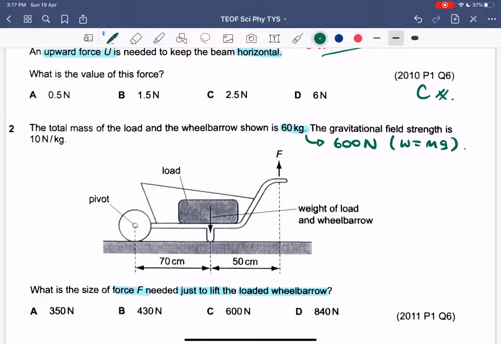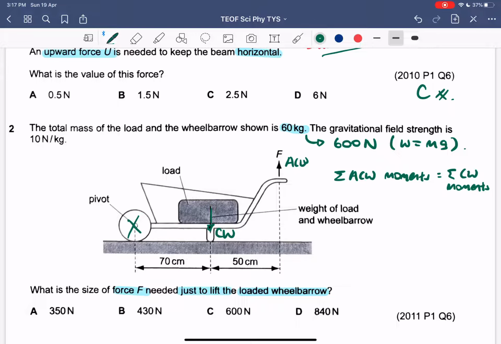So when I am just able to lift up the wheelbarrow, what happens is that my sum of anti-clockwise moments must be equal to my sum of clockwise moments. That's just what it means. So identify, this one will be anti-clockwise moments. Over here, it will be clockwise. This force due to the load will be clockwise because the pivot is over here.